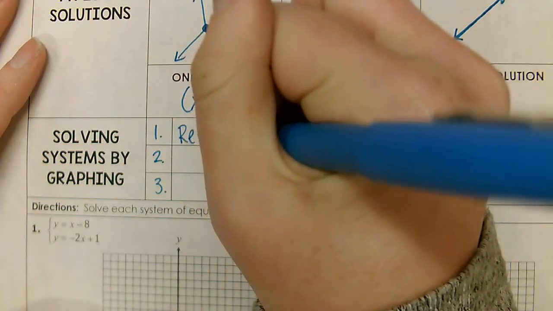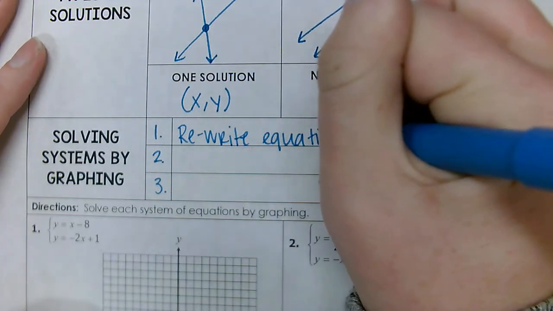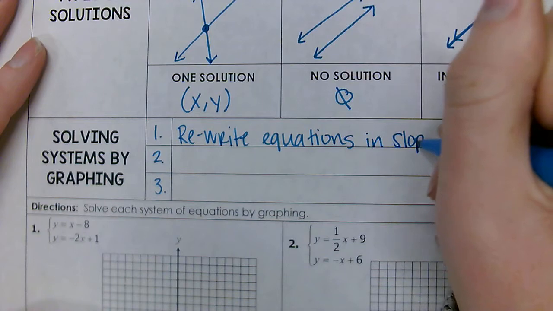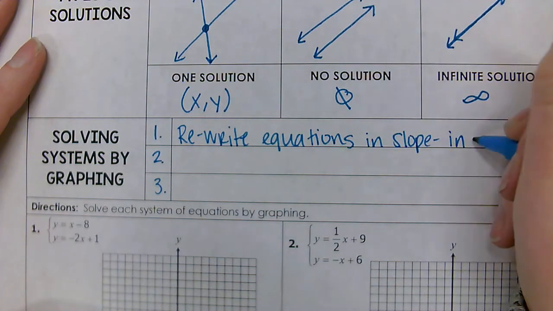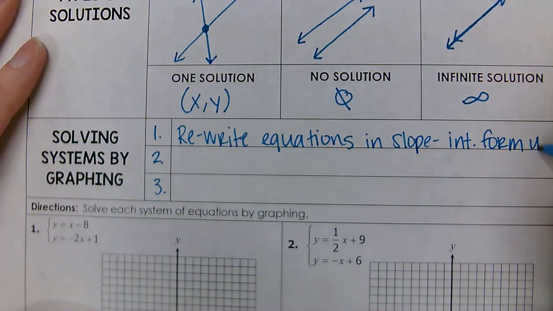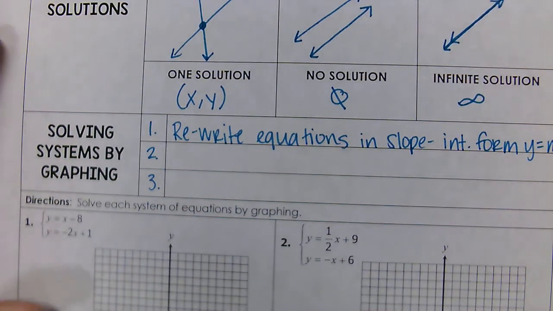Rewrite equations in slope-intercept form, which is y equals mx plus b. So you want to rewrite it in slope-intercept form so that you can use the slope and the y-intercept to graph it.